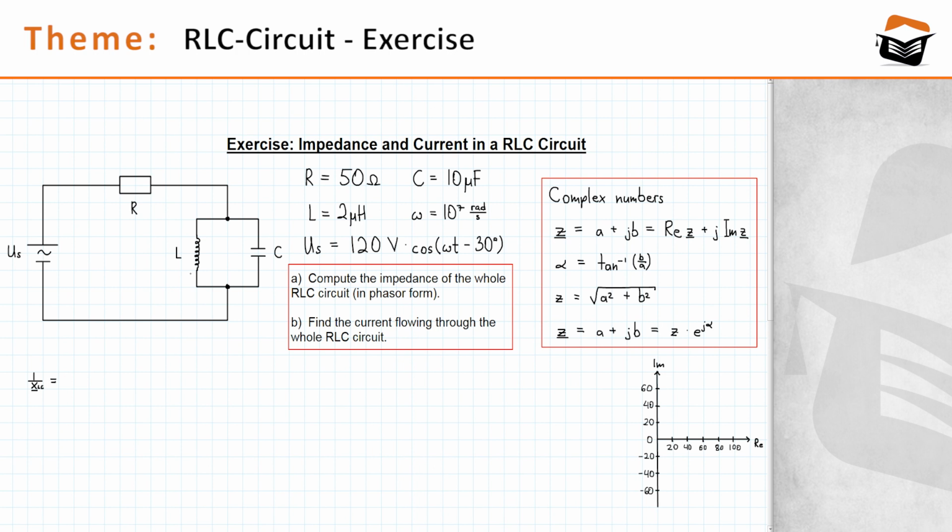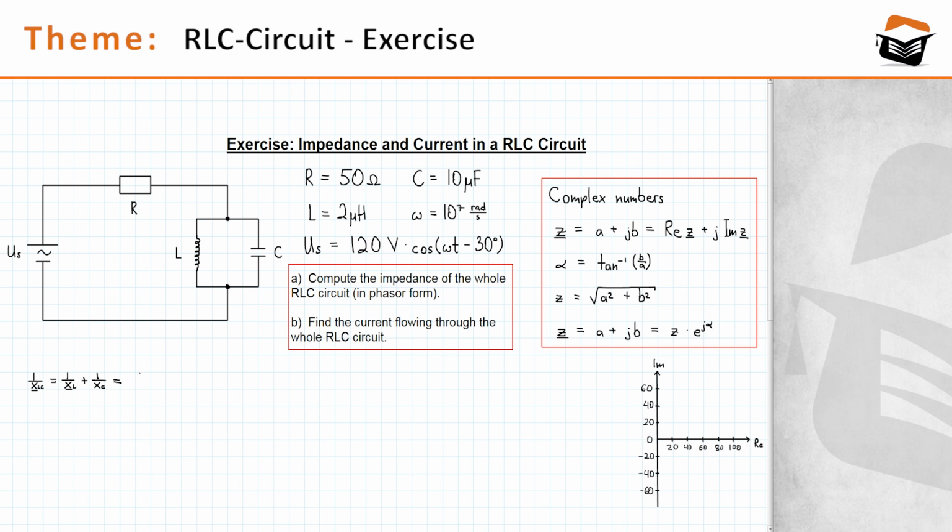Because the subcircuit is parallel, we're going to use the same approach as you use for a parallel circuit if you don't use capacitors or inductors. It's going to be 1 over XL, the reactance of the inductor, plus 1 over XC.